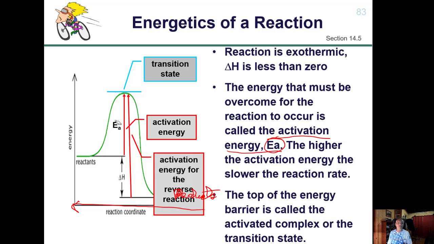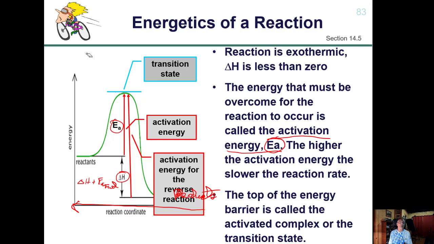So if I knew the activation energy for the forward reaction and I knew the delta H, the activation energy for the reverse reaction of an exothermic reaction would simply be the sum of the delta H and the activation energy for the forward reaction. Now that's only going to work if the reaction progress diagram is for a forward reaction and you're computing the activation energy for the reverse reaction.